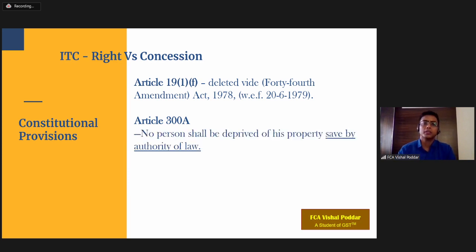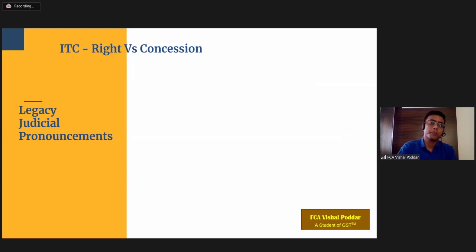Now, both these articles spell out the rights relating to property. What is important is that where the earlier Article 19(1)(f) gave an open right to us, 300A has restricted that right, which says that you will have a right over your property, but save as provided by the law. It means you will have a right over your property, but subject to the provisions of the law. Now, what impact does this have?